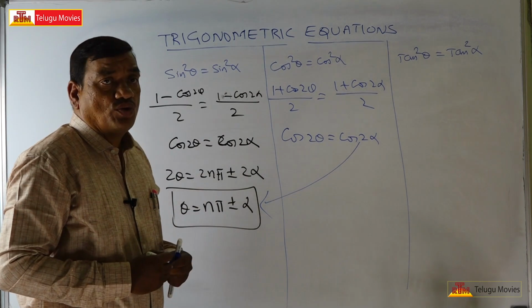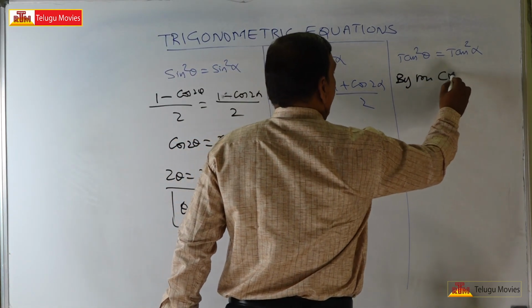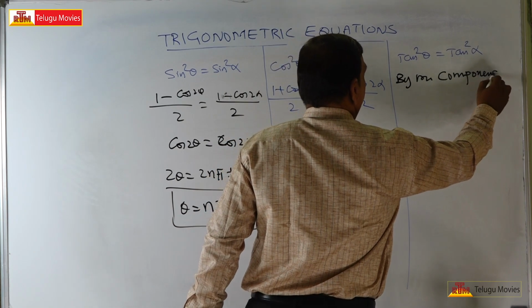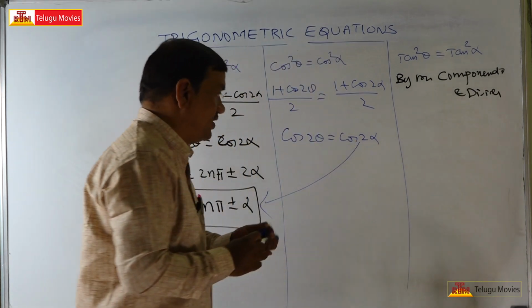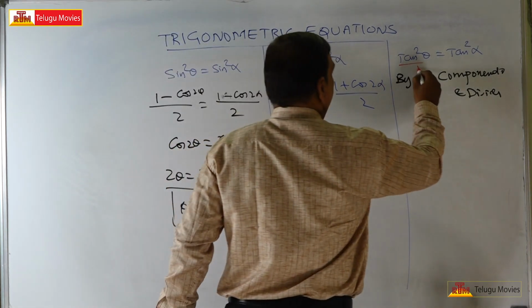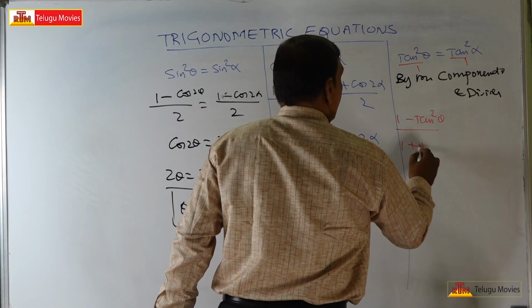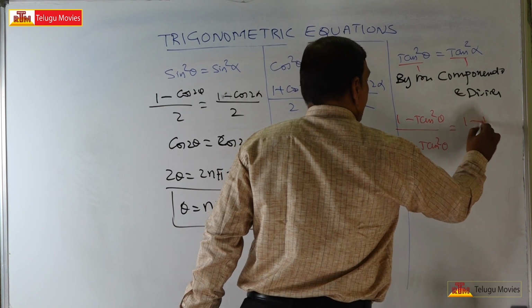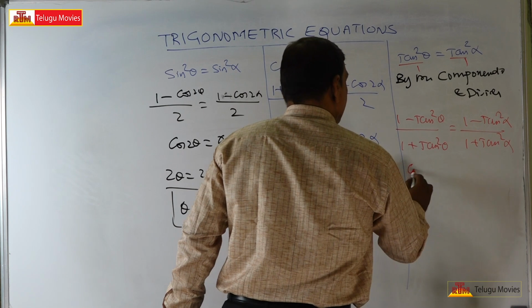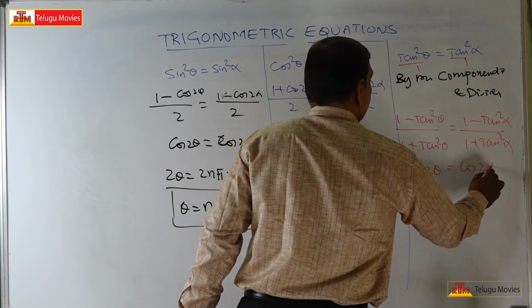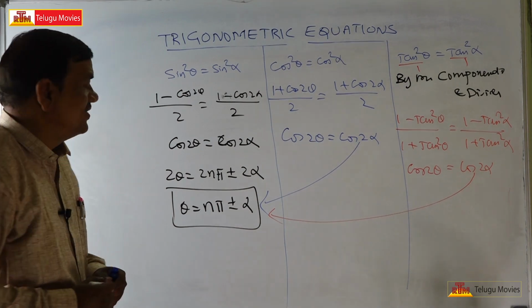Tan square theta is equal to tan square alpha. By using componendo and dividendo, I can write it as (1 minus tan square theta) by (1 plus tan square theta), which is also (1 minus tan square alpha) by (1 plus tan square alpha). This is nothing but cos 2 theta and it is nothing but cos 2 alpha. Again, the same solution. Understand? Very nice.